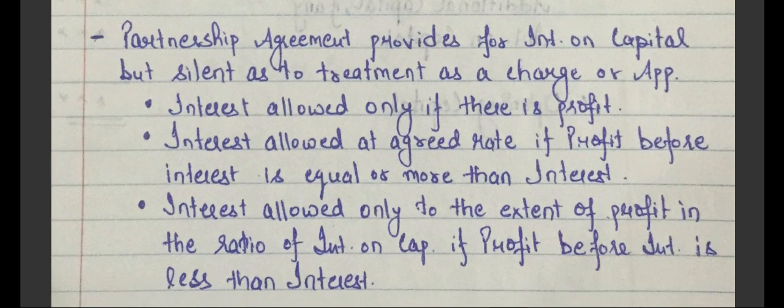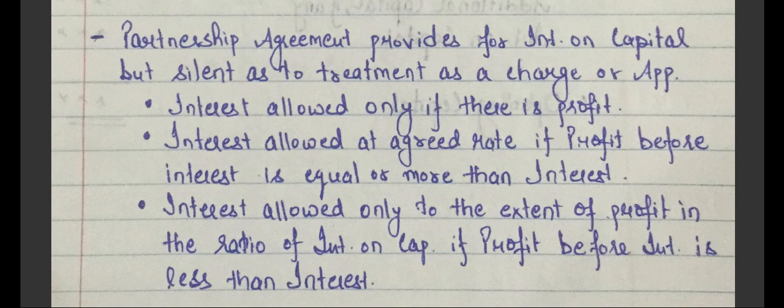Further, we have the partnership agreement provides for interest on capital. It is given in the partnership deed that interest on capital is to be paid. Clear? But it is silent as to treatment as a charge or appropriation. The partnership deed is silent whether the interest on capital is to be treated as a charge, or as an appropriation.